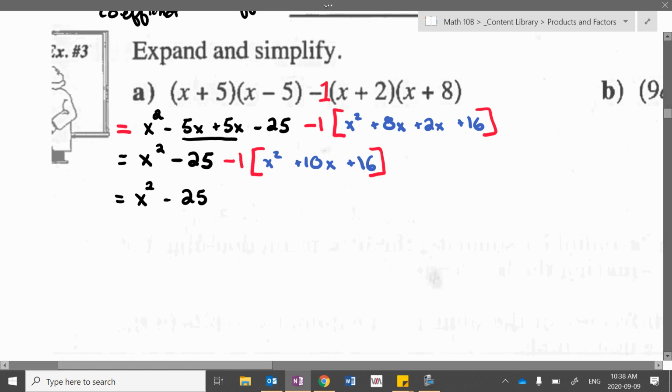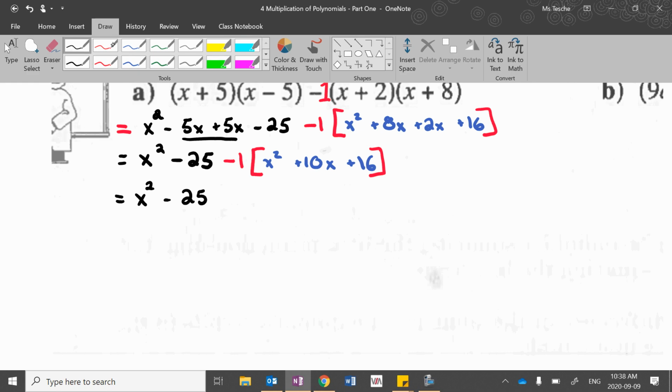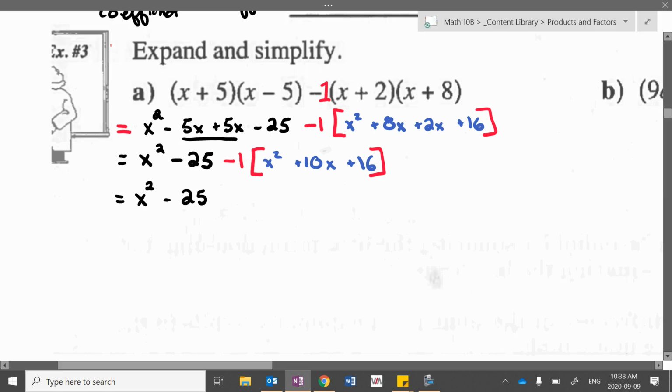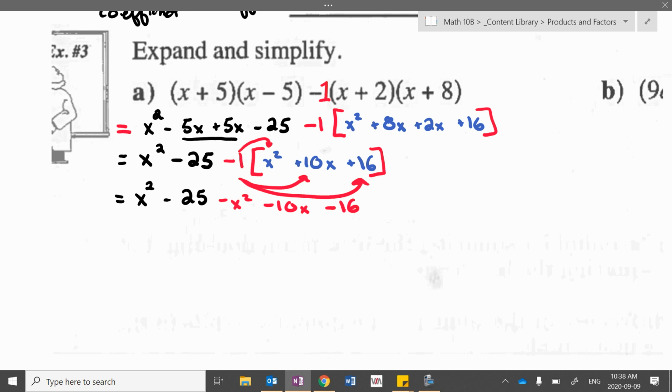Again, I'm showing a lot of work here. If you're good, you can show fewer steps. Now you're distributing that minus sign, or that -1, through. So in effect, it's going to change the signs of every piece of this. So I'm going to get negative x squared minus 10x minus 16. So I'm going -1 times x squared, -1 times 10x, -1 times 16.